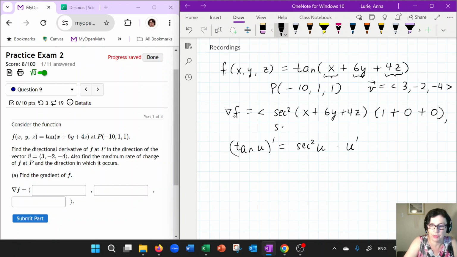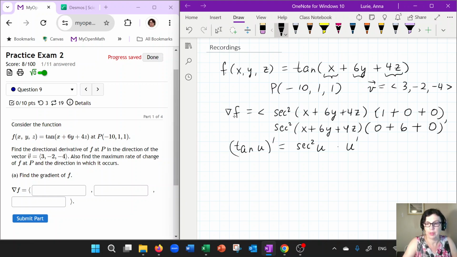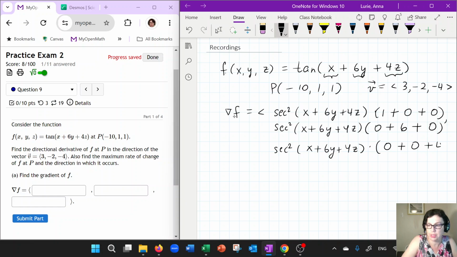Similarly, if I want the partial derivative with respect to y, this will be the same secant squared of the same something, but this time I take the derivative with respect to y. And so x will drop out, 6y becomes 6, 4z will drop out, becomes 0. And then finally, the derivative with respect to z is similar: secant squared of the same something multiplied by the derivative of the something with respect to z. So x has no z, 6y has no z, and 4z is 4.